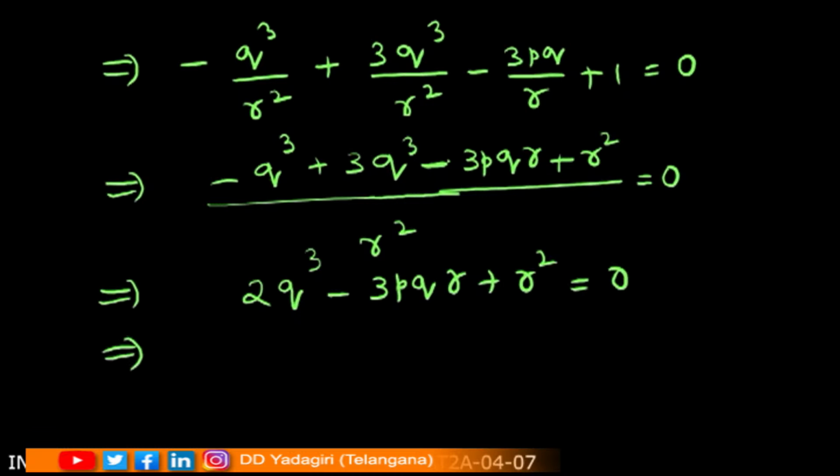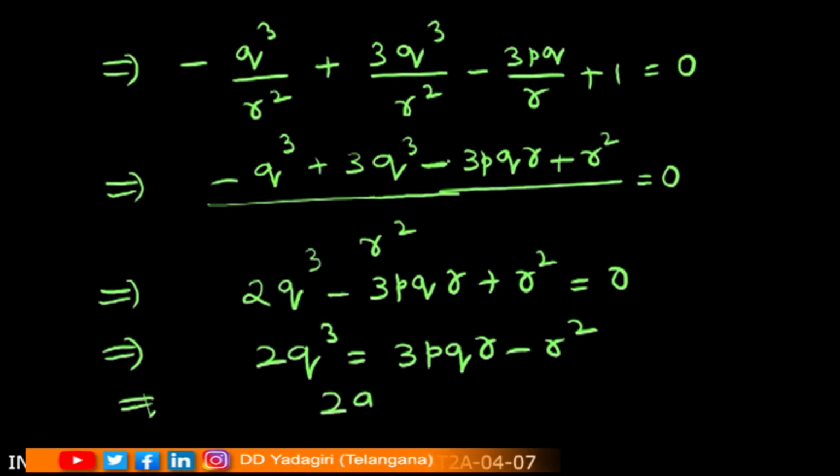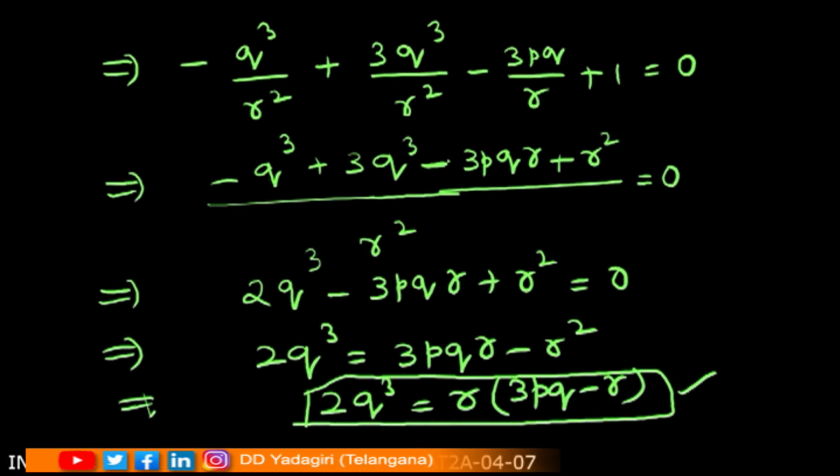This implies 2q cube is equal to 3pqr minus r square. This implies 2q cube is equal to r into (3pq minus r). This is what we are supposed to show. Okay, did you understand this?